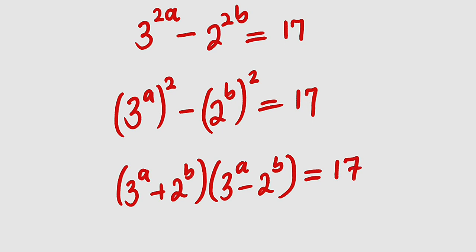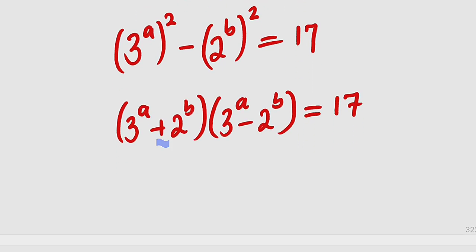So what can we do next? Now we have two factors multiplying each other, and the result is 17. 17 has only two factors, 1 and itself. And by clear observation, you should know that this must be greater than this, right? So if this is greater than this, we can equate this to 17 and equate this to 1. That is, 17 times 1 equals 17.